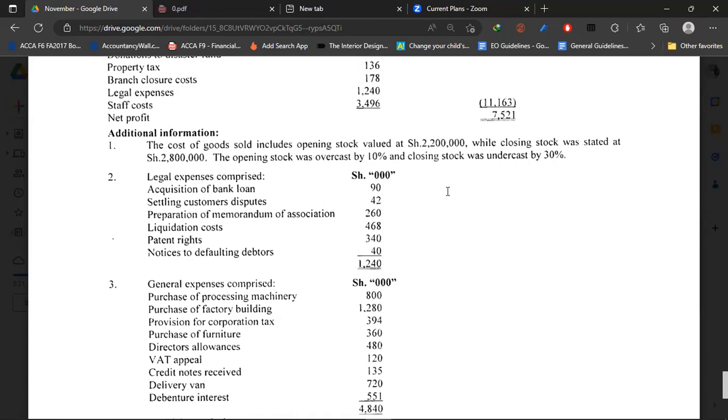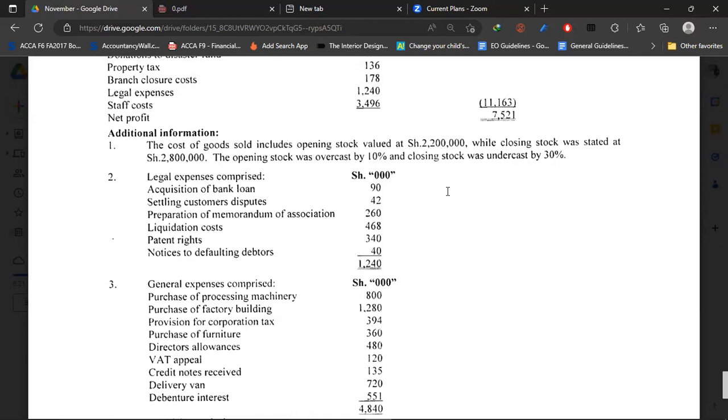That is a capital cost, so it should not be affecting the income statement of the organization. Settling the customer dispute, that is an allowable expense. I remember I have already given you an example of a credit controller. When they have some issues with the customers, for instance, they are unable to pay, he has to be writing demand letters, which are supposed to be financed by the organizations to acquire a lawyer who is going to be writing those demand letters. We have the preparation of memorandum of association.